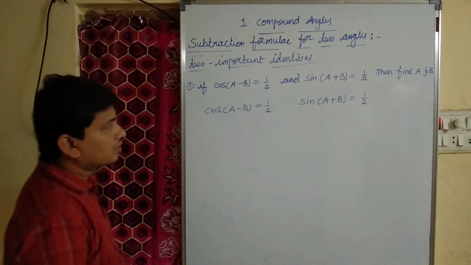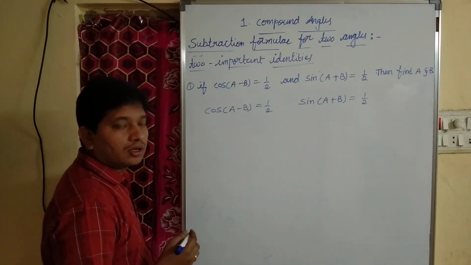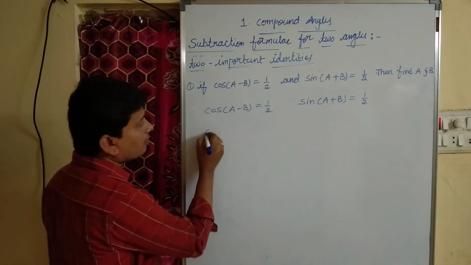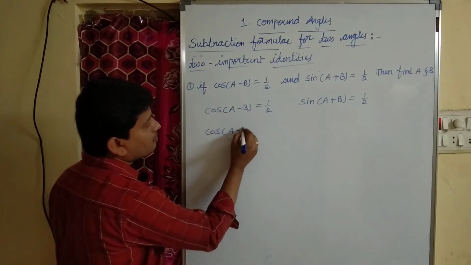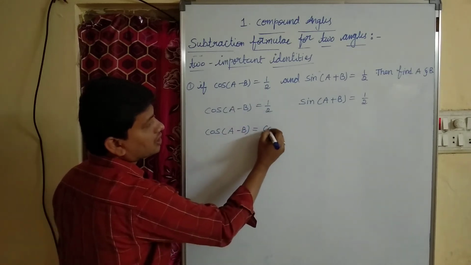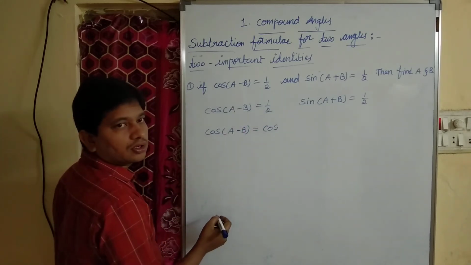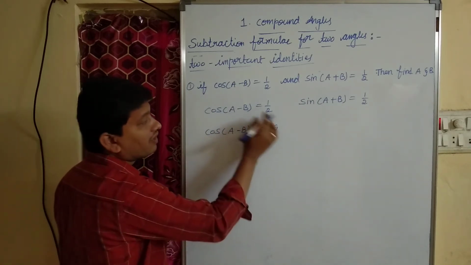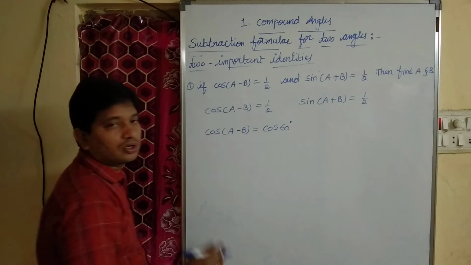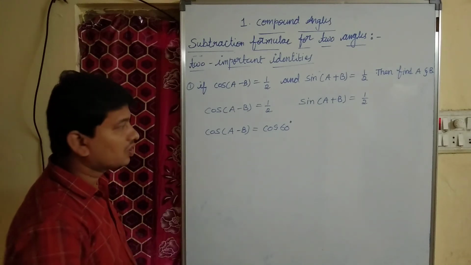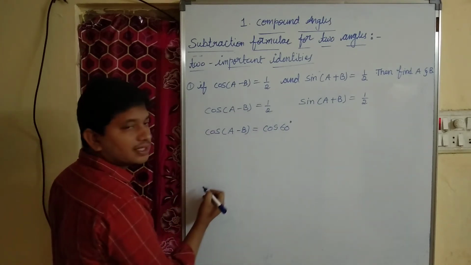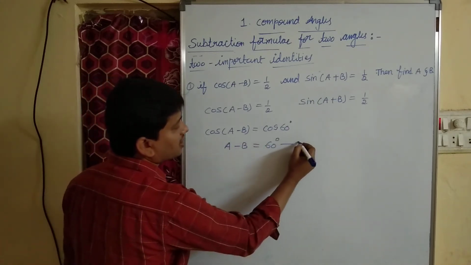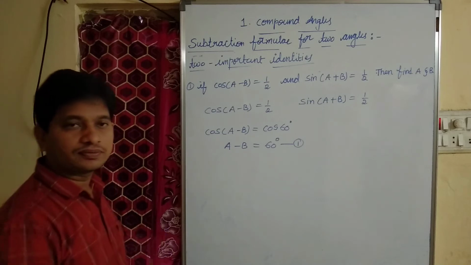Okay children, we know that 1 by 2 is the value of what? Cos 60 value is 1 by 2. As cos gets cancelled, A minus B equal to 60 degrees. This is our equation number 1.